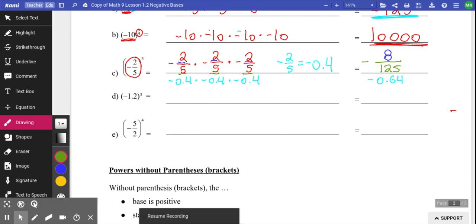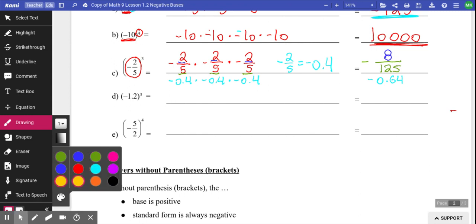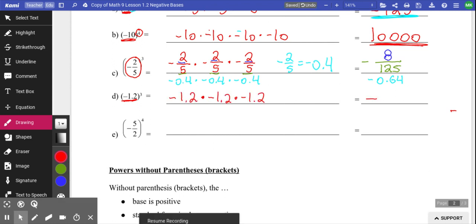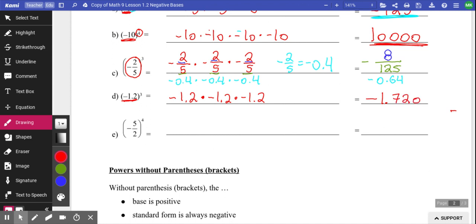Looking at these guys, this one would be negative 1.2 times itself 3 times. So I know I'm going to get a negative answer. I can put that down right away without even having to calculate it because there was an odd number of them. Then if I go 1.2 times 1.2 times 1.2, I got 1.728. You don't need to worry about turning that into a fraction. You won't get one like that where they're trying to convert it. At least not right now.